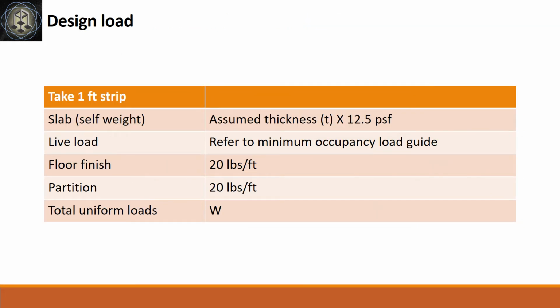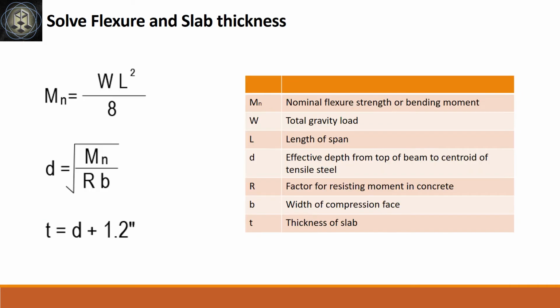Get the total uniform load expressed as 1 foot strip by summing up the following. Self-weight of slab equals to assumed thickness multiplied by 12.5, live load from minimum occupancy load guide, floor finish, and partition, if any.